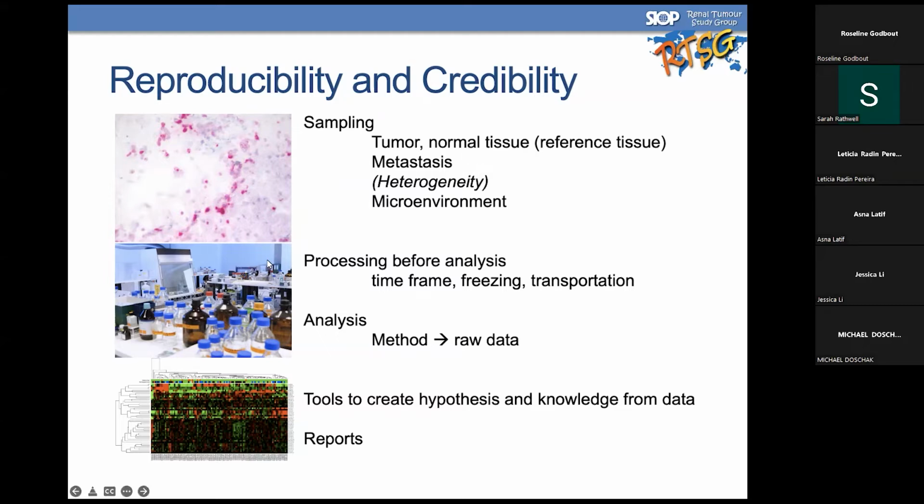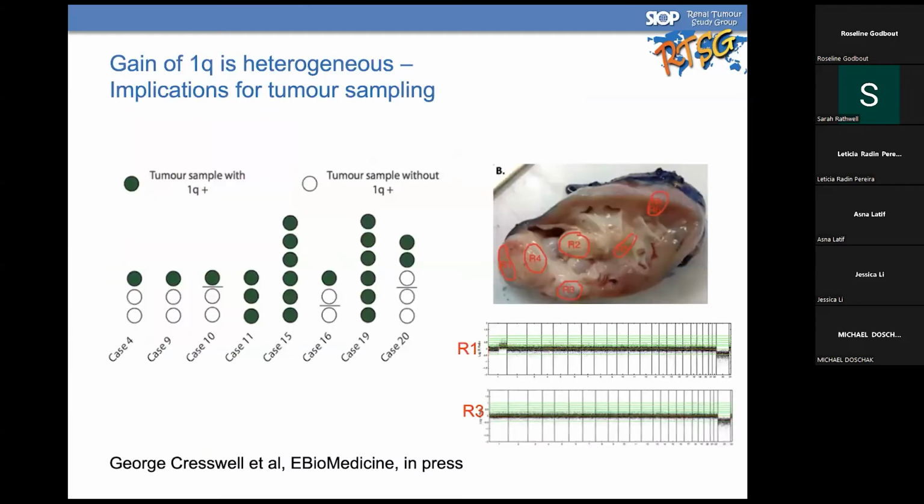Then there are questions about the processing of the tumor samples before you analyze them. What is the time frame? Do you freeze them? What kind of transportation do you use before you analyze them? Which method do you use? What are you doing with the raw data? And then you have tools to create hypotheses and knowledge from data and reports. And how is that reproducible in all these cancer types to find the correct data?